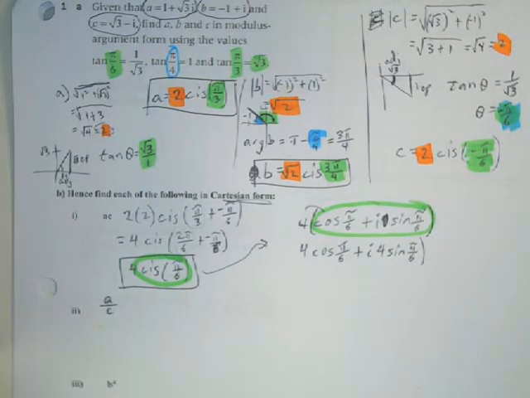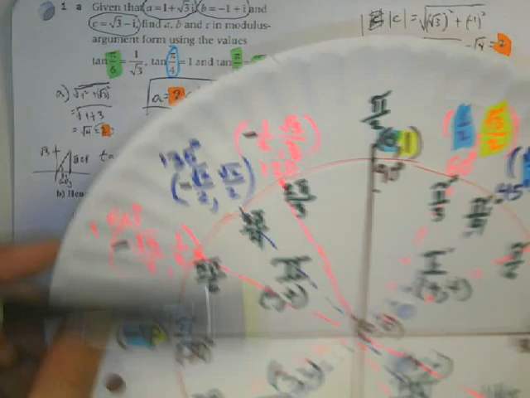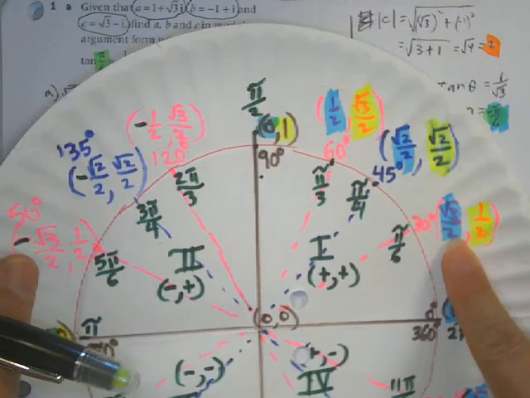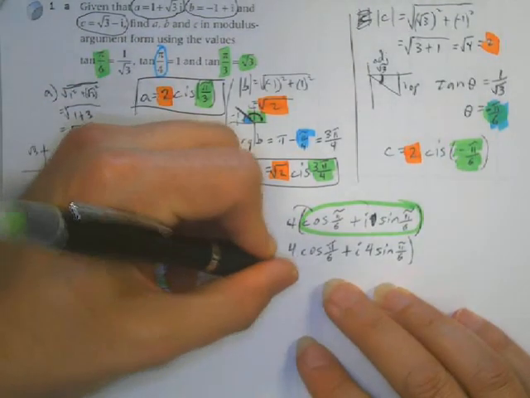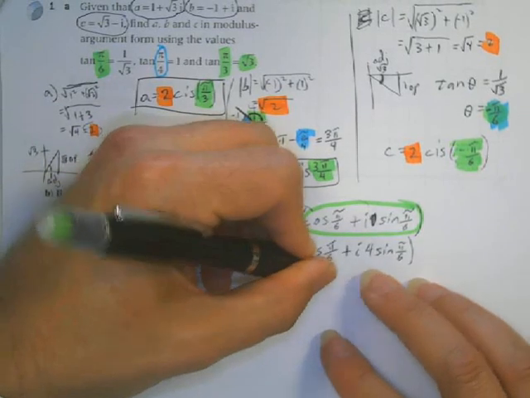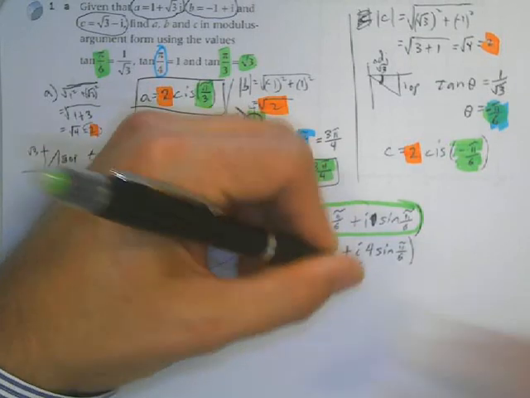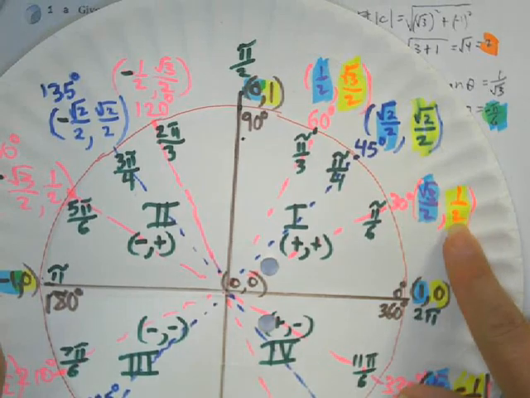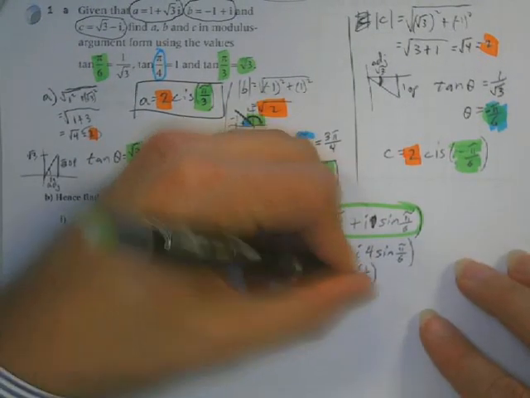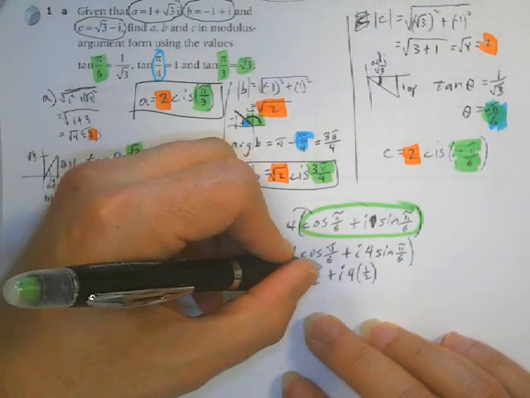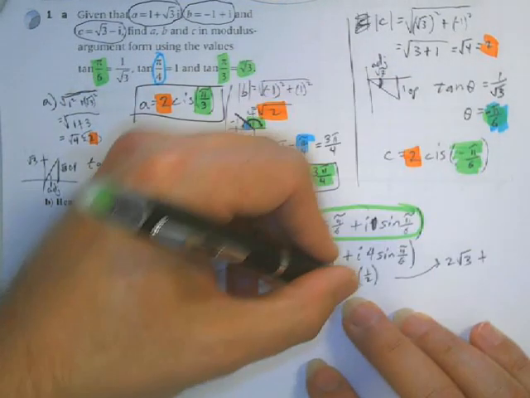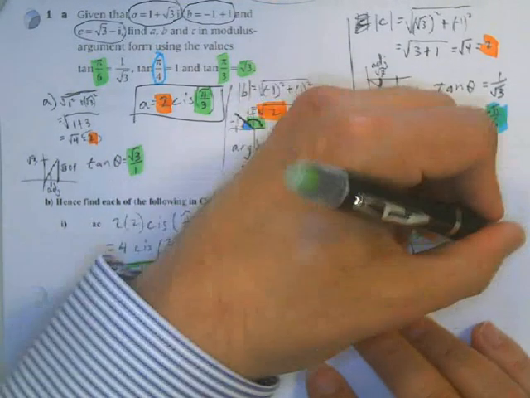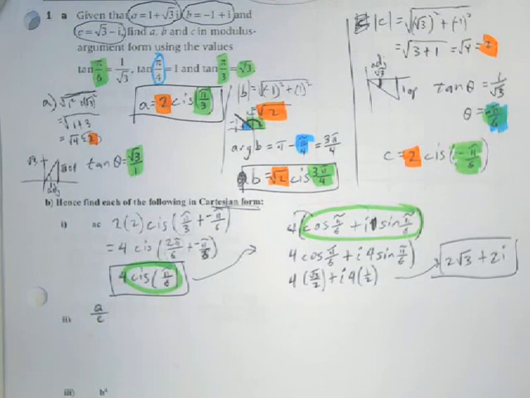Okay, and in the textbook, let's use our unit circle. Cosine pi over 6 is radical 3 over 2. So I'm going to have 4 times radical 3 over 2 plus i times 4 times sine pi over 6, which is 1/2. And so that's going to simplify to 2 radical 3 plus 4 times 1/2, which gives me 2i. Okay, good. I did this correctly.